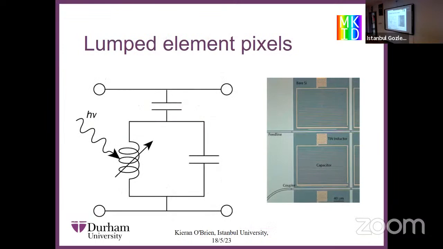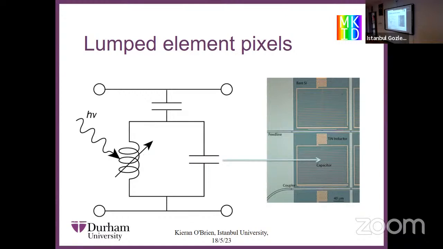As I said, the circuit that we have is shown on the left here, which is a small capacitor and inductor in a resonant circuit. How this transfers into the actual geometry of a pixel in a real device is shown on the right-hand side here. It is capacitively coupled to this feed line, which meanders around and is used to carry the feed line signal. Then we have our inductor, which is this part here, and the capacitor.